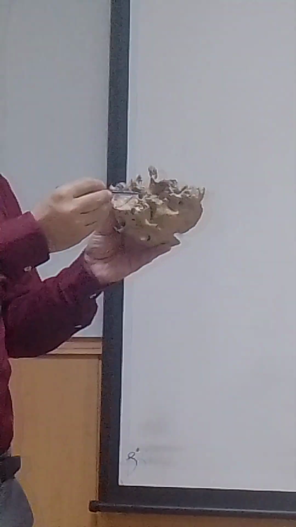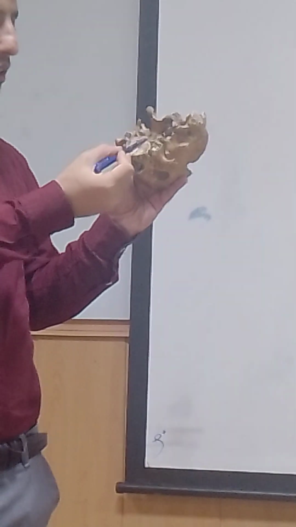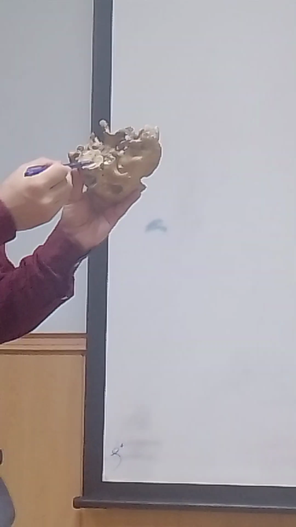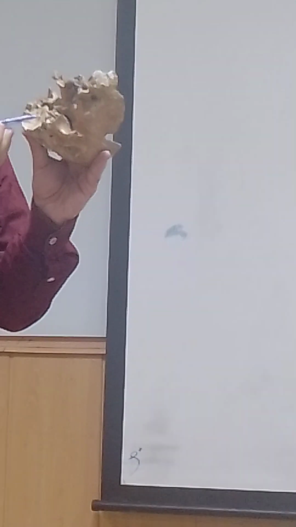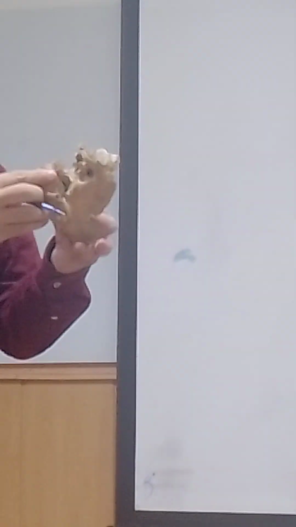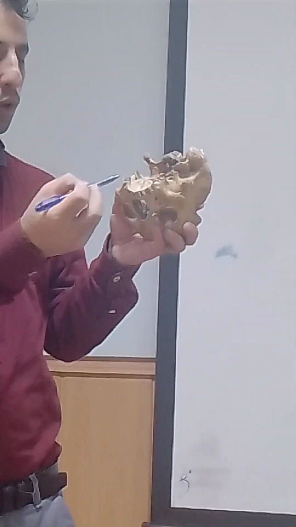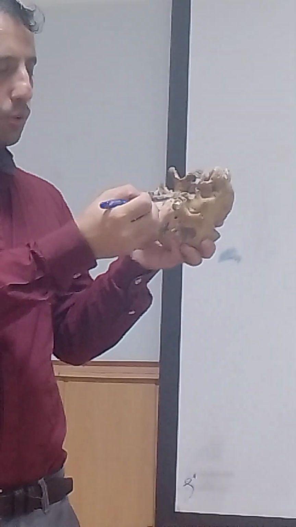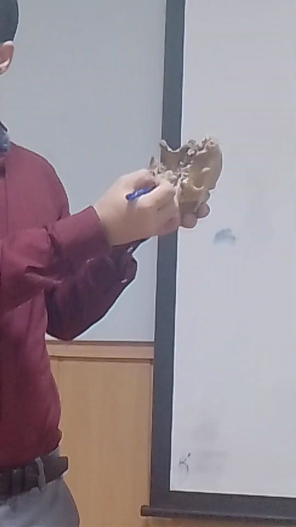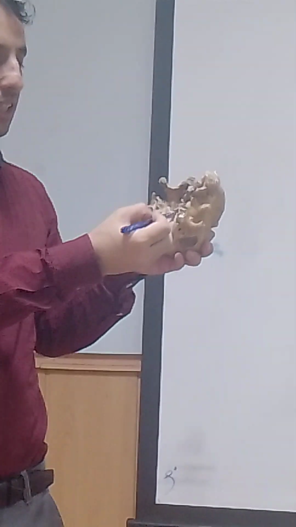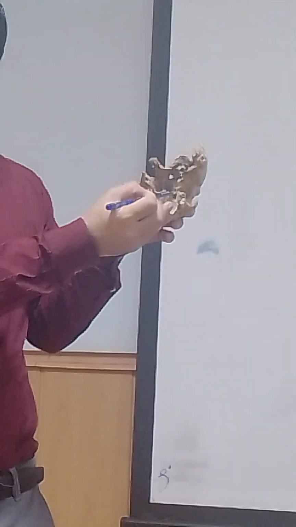See here, it is the hard palate. The hard palate is formed by the horizontal process of the palatine bone and the palatine process of the maxillary bone. The horizontal process of the palatine bone laterally has this canal, the greater palatine canal. Posterior to the greater palatine canal, we can see a small groove, the lesser palatine canal.